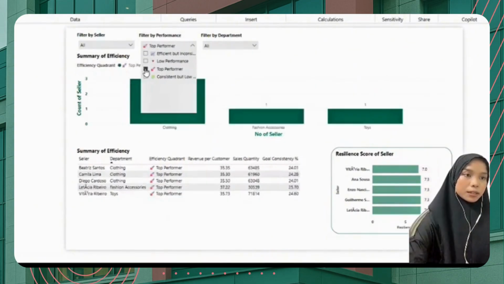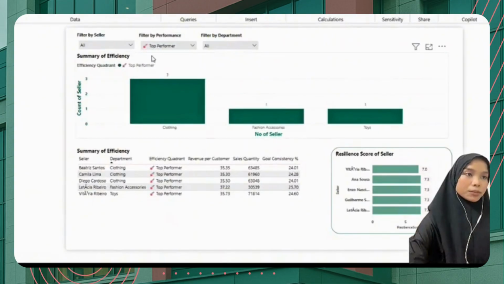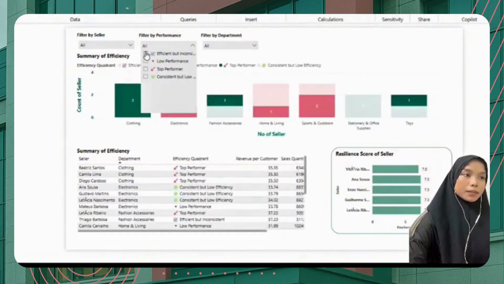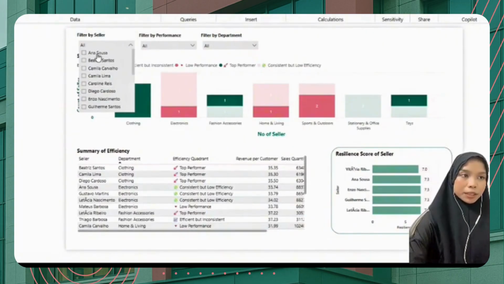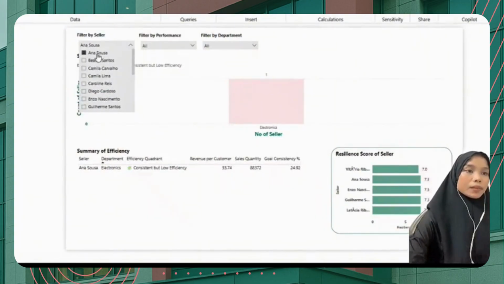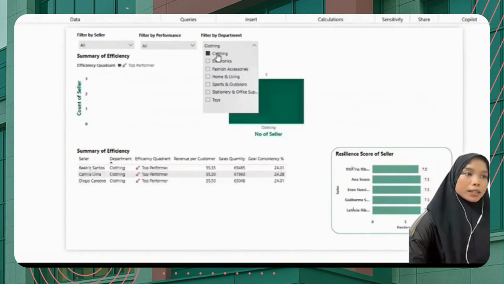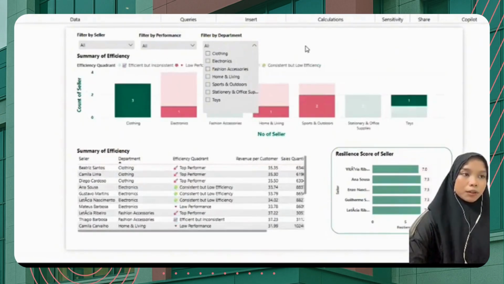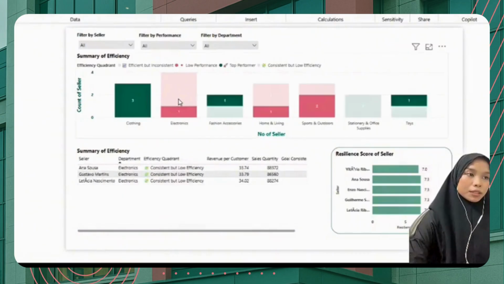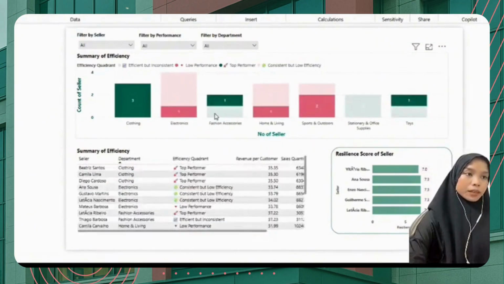It allows us to quickly identify which departments are dominated by top performers and which ones are struggling with low efficiency or inconsistency. The three drop-down filters at the top, filter by seller, performance, and department, can be used interactively to explore specific groupings. For example, if I filter by consistent but low efficiency, I can instantly see which departments carry the most of these sellers. Or if I choose a specific seller, the chart and the efficiency summary table below will update accordingly, which helps us trace which seller belongs to which quadrant and department, along with their individual revenue per customer.